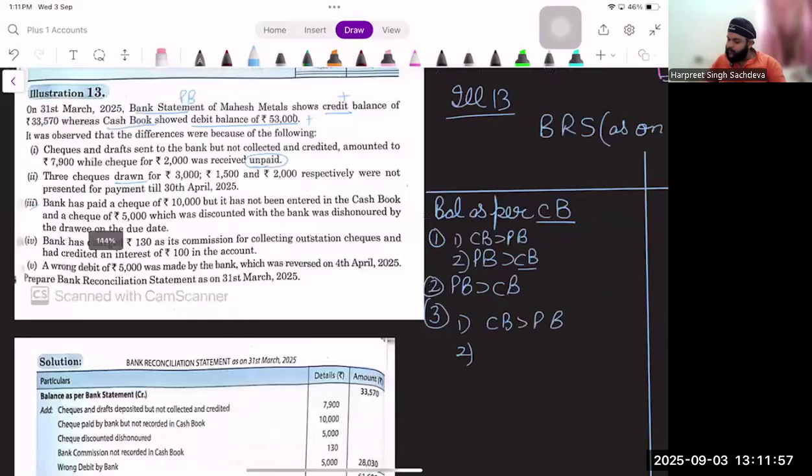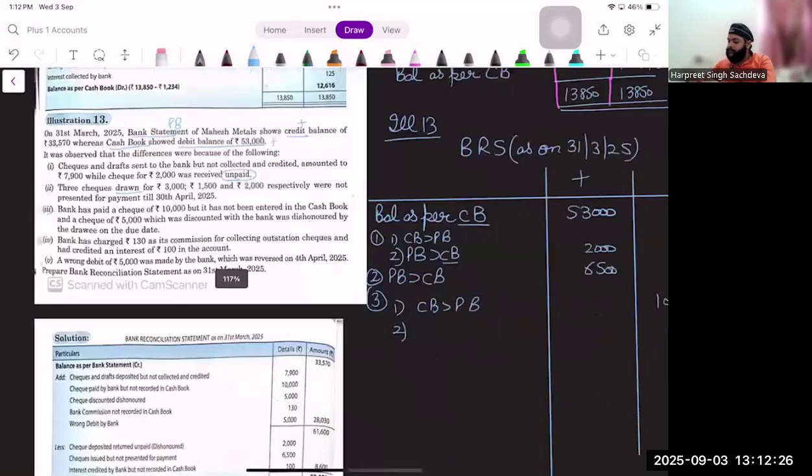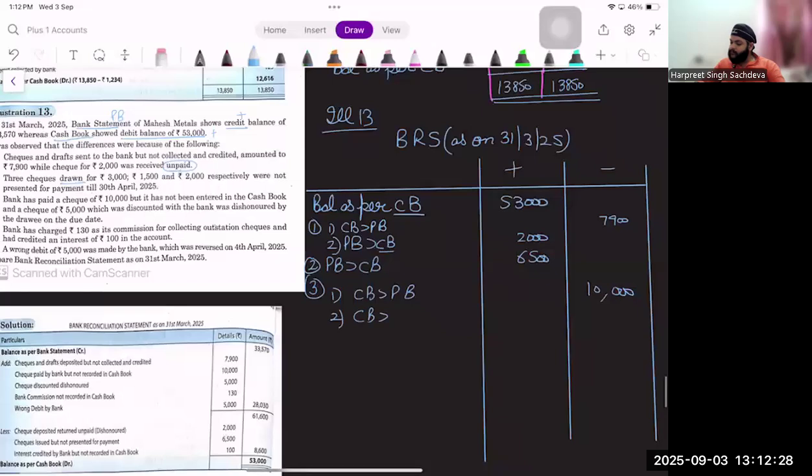And now we'll read second point. A check of 5,000 which was discounted with the bank was dishonored by the drawee on the due date. When we discount a check, money is added in the cash book and money is added in the passbook. Now it was dishonored. Dishonored means passbook will go down. Who's greater now? Cash book, by rupees 5,000.